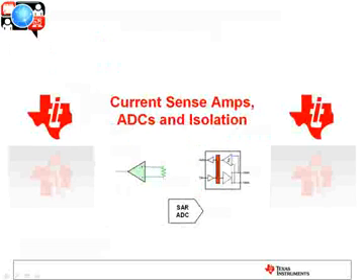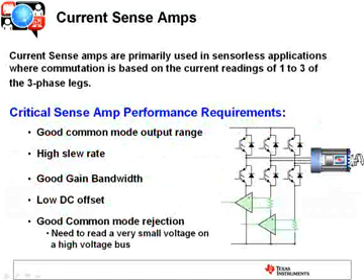Okay, let's spend a little time now talking about some of the other motor signal chain parts, the current sense amps, ADCs, and the isolation. So current sense amps are primarily needed when you're running sensorless in a 3-phase brushless motor. You measure the current in anywhere from 1 to 3 of the legs, and you use those current readings to set the commutation. So the commutation, again, is how do you control that motor? How do you keep that motor spinning? That's when you're commutating it.